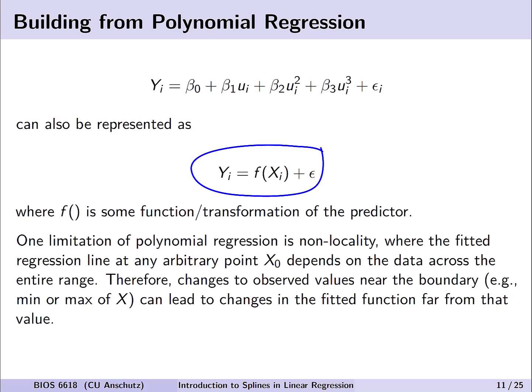Now, one of the reasons we're looking at splines as an alternative to polynomial regression is that polynomials have the potential limitation of non-locality. This is the case where the fitted regression line at any arbitrary point, which we'll call x naught, ultimately depends on the data across the entire range that we're fitting. This means that changes in the observed values near the boundary, such as the minimum or maximum value we observe of x, can lead to pretty large changes in our fitted function even far away from that value, which may cause drastic changes in our estimation with subtle changes in the data.